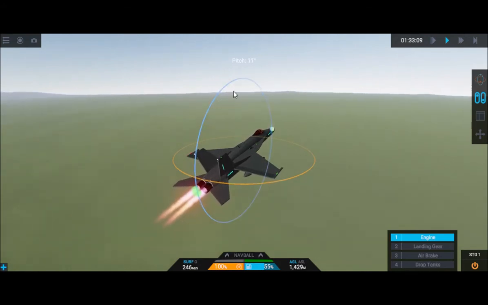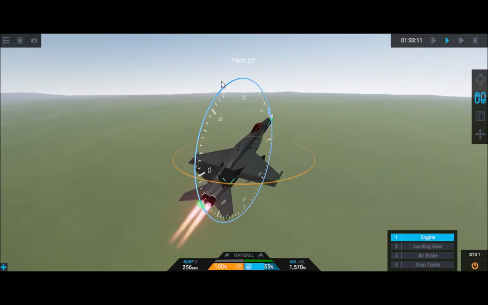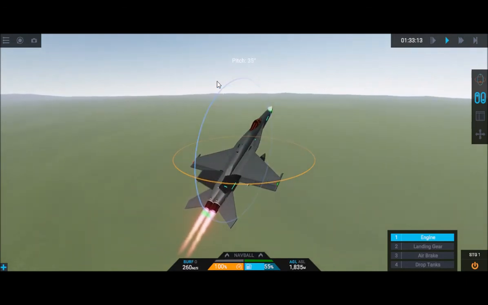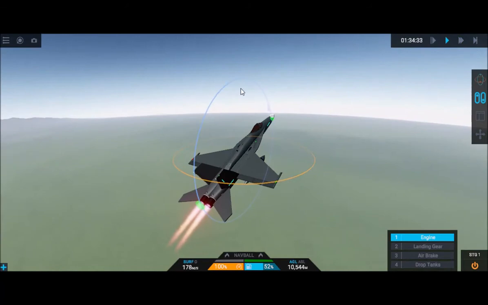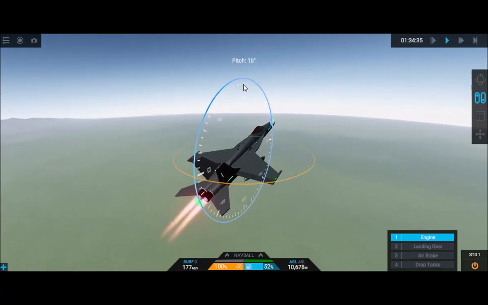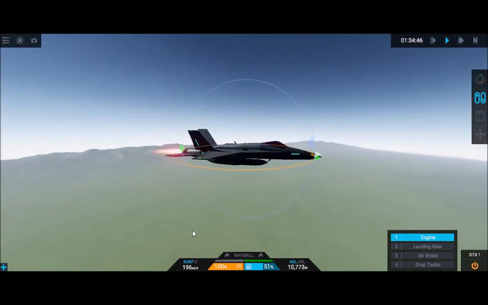So let's get some high speed and see where that is taking us. Right, now let's try to fly straight and level. Now we're starting to gain speed. But let's look from space. How does this look?